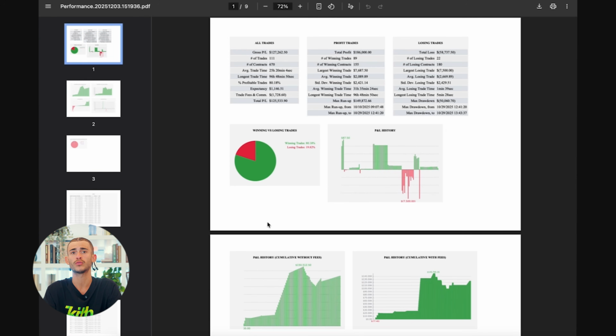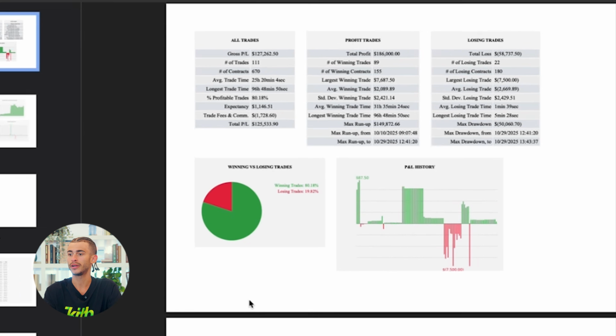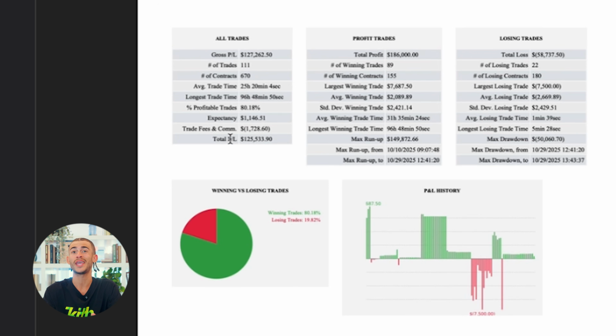This is my live account over the last 30 days. You can see I have a profit of $125,000, winning 80% of my trades. I target on average a 1-to-3 or a 1-to-4 risk to reward ratio. This was not luck. This was the result of me applying a simple mechanical strategy over and over again. Now I'm going to teach you this exact strategy.